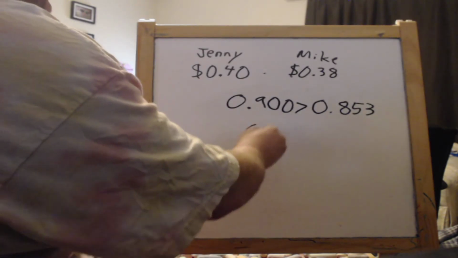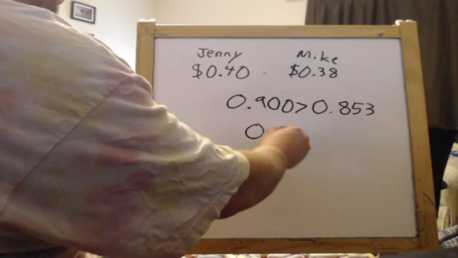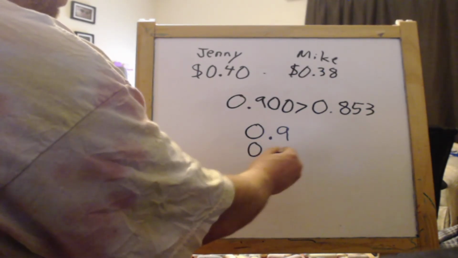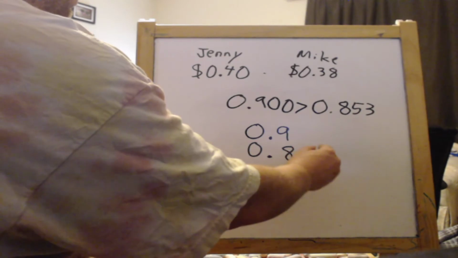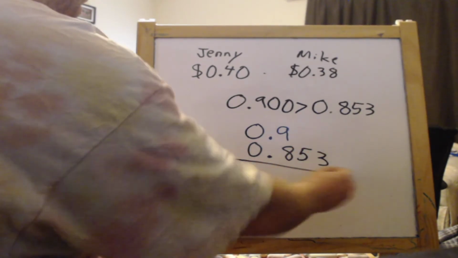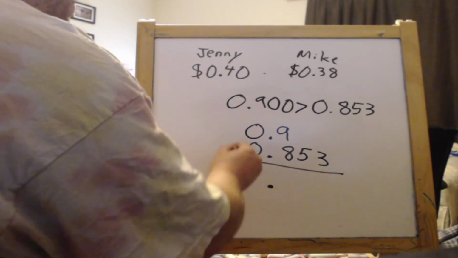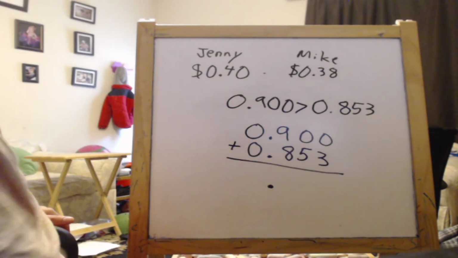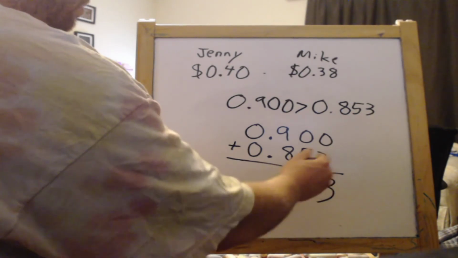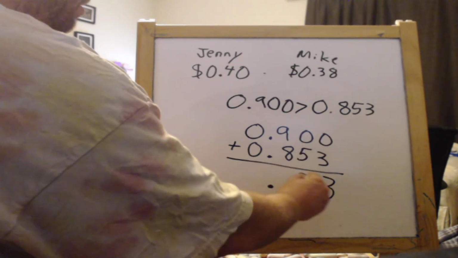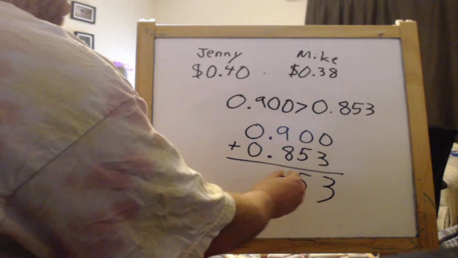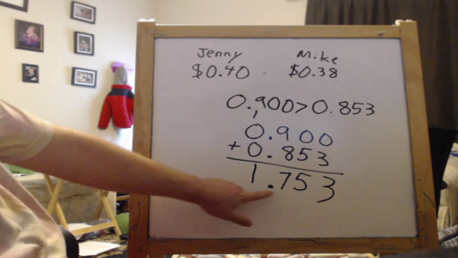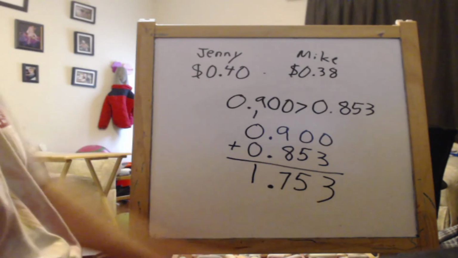And if we were to add 9/10 plus 853 thousandths, remember, we're just lining up the decimals and bringing the decimal down. If we were to add, then you just add the zeros here, and 3 plus 0 is 3, 5 plus 0 is 5, 9 plus 8 is 17. I carry the 1. That would be 1 and 753 thousandths.